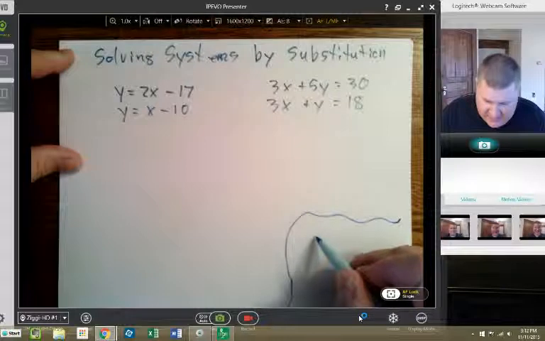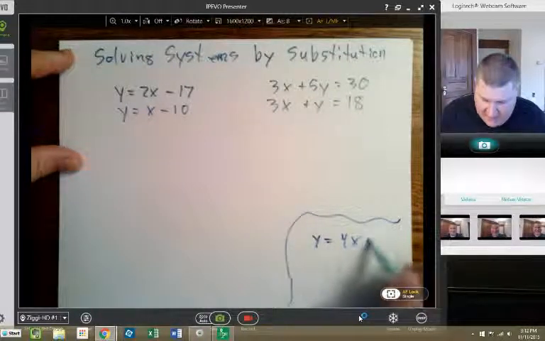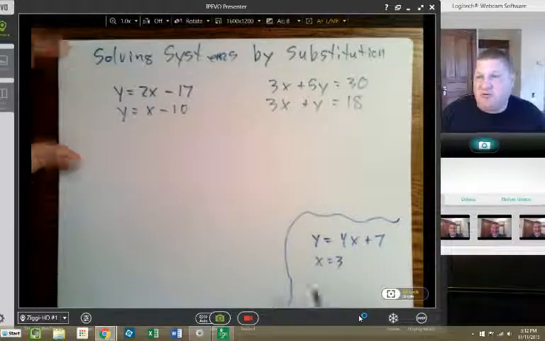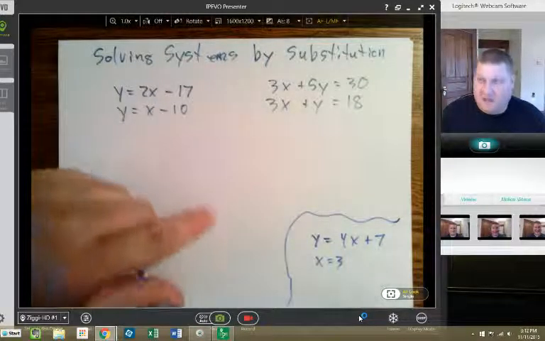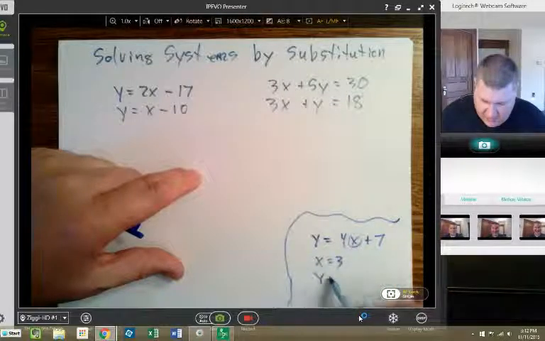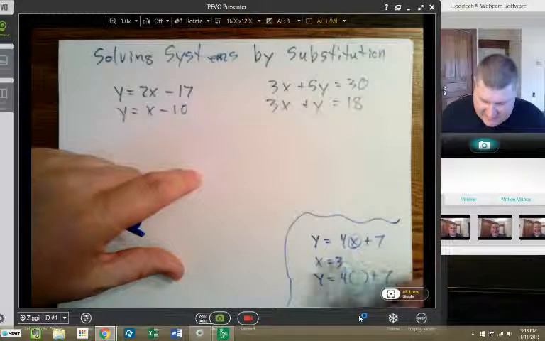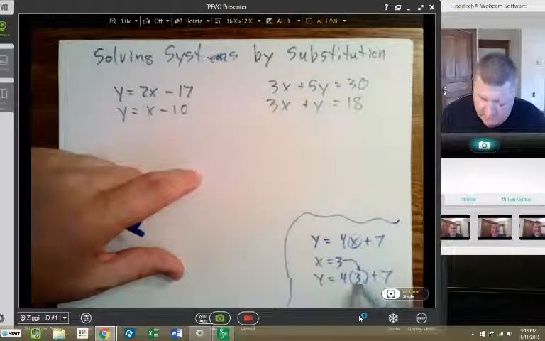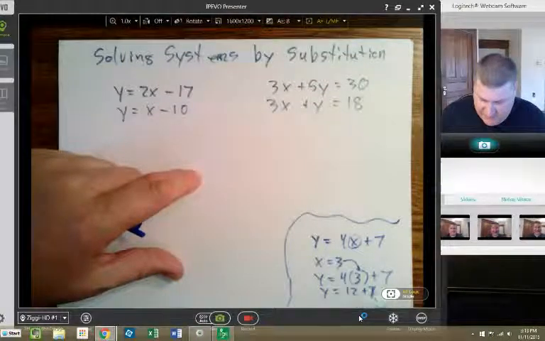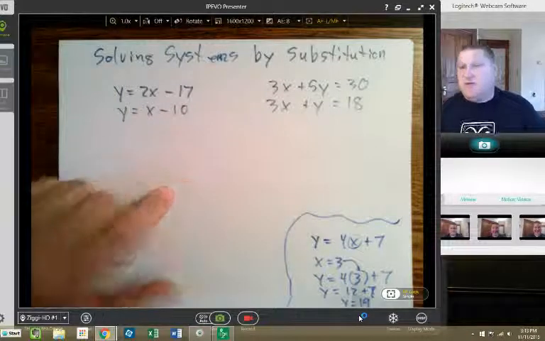If I gave you y equals 4x plus 7, but I said x equals 3, and I want you to evaluate that equation if x equals 3, all you do is instead of having x in here, you're going to say y equals 4 something plus 7. Well, what's x equal? X equals 3, so I put in 3 right here, and I have y equals 12 plus 7. So if y equals 12 plus 7, y equals 19. That's all there is to it.